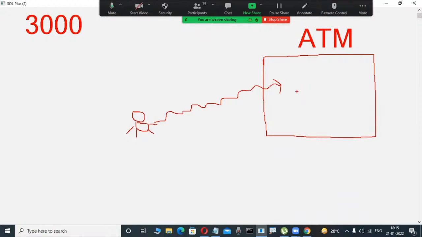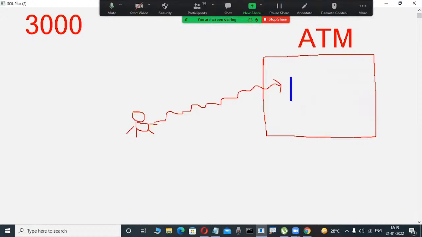For example, I'm checking my balance. But unfortunately, my balance is only 3,000 rupees presently in my account. Now I decided to also withdraw some amount. Okay, fine. But unfortunately, 3,000 is the balance available.